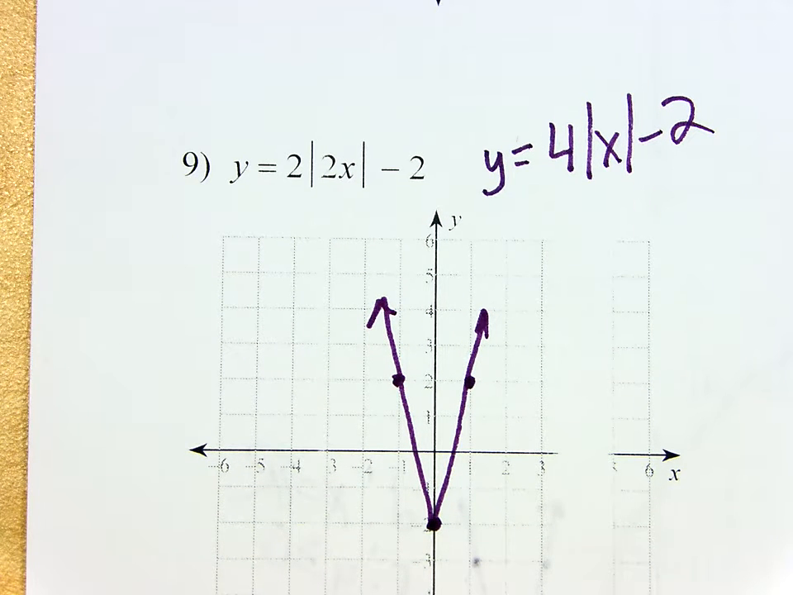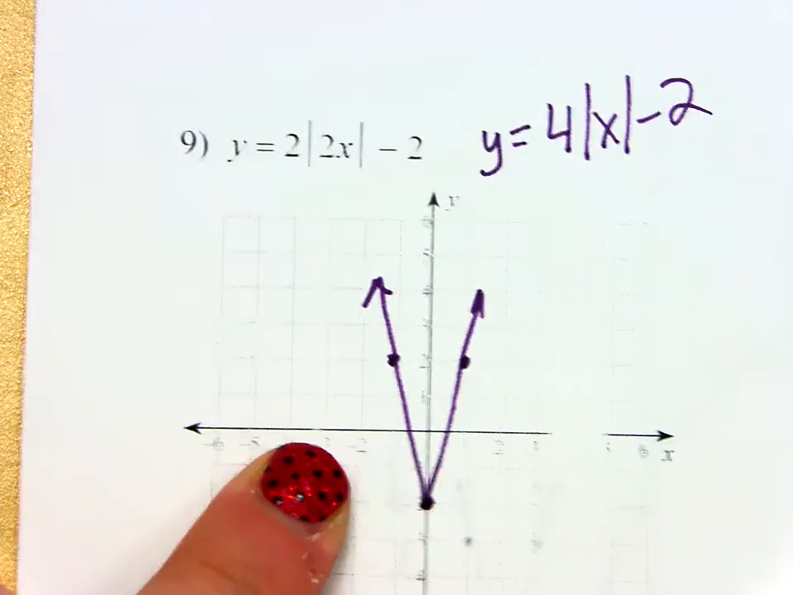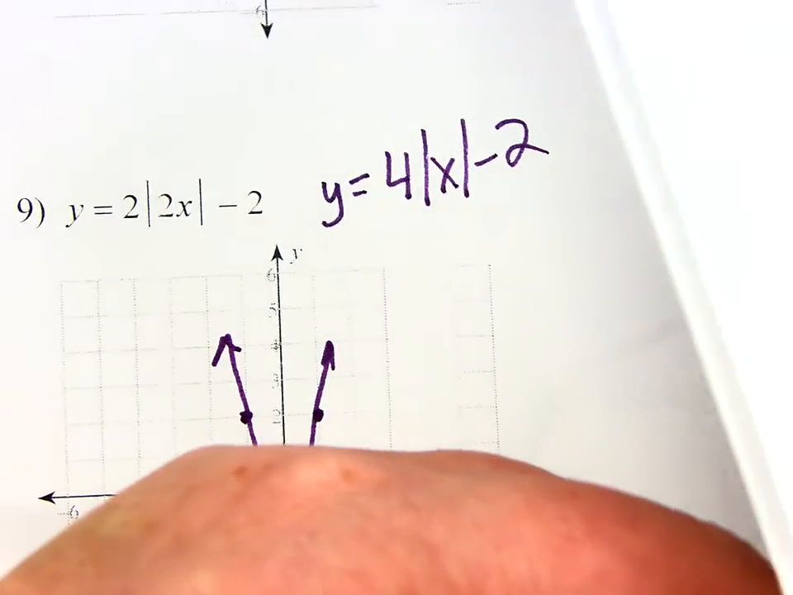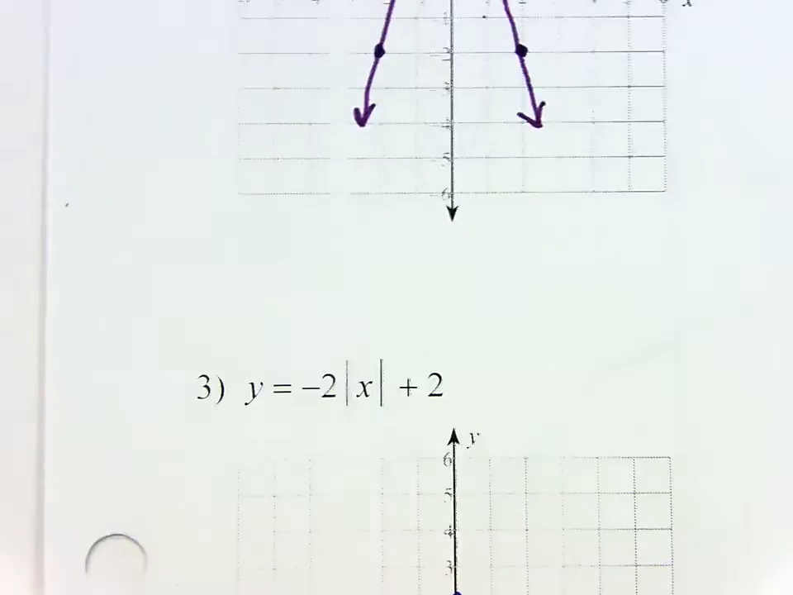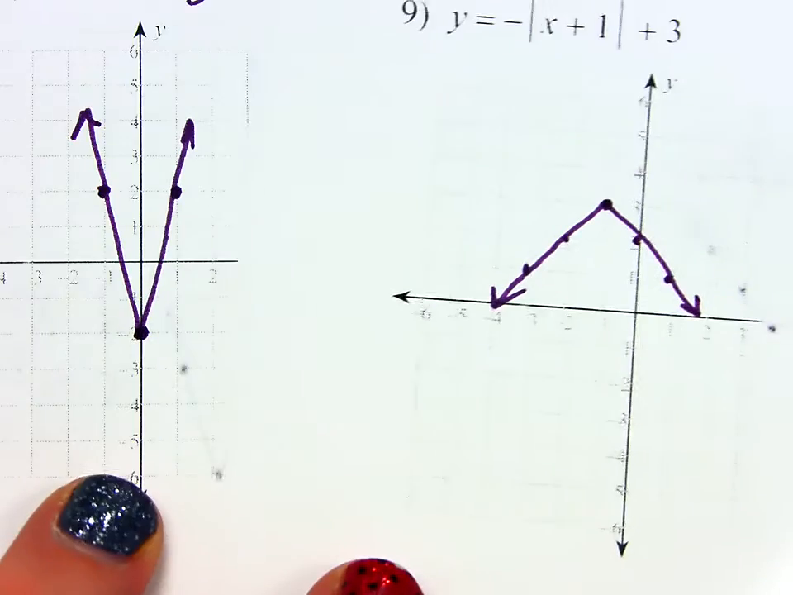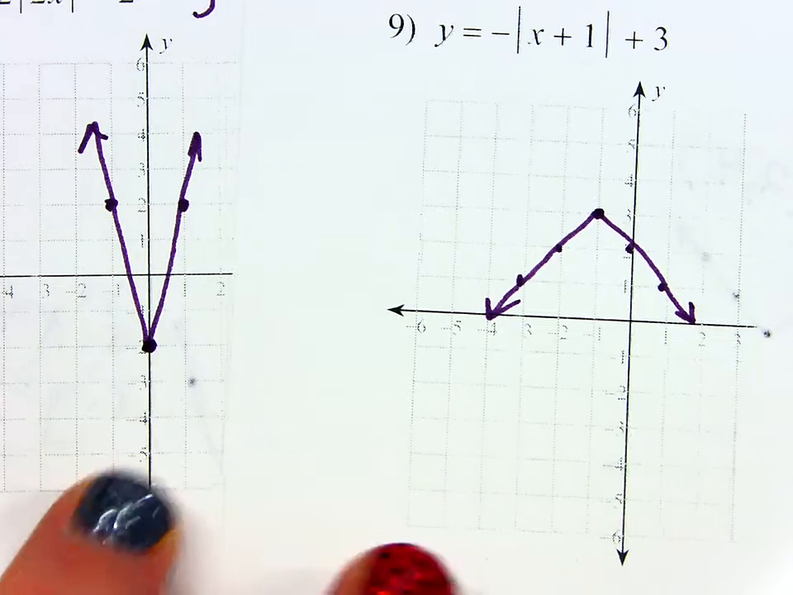Notice how we were talking about the bigger A is, the more narrow it gets. So if you compare, there's an A value of 4, right? If you compare that to, on the other side we had 2, on our other paper we had 1s, right? See how much more narrow that graph is than when A is 1?